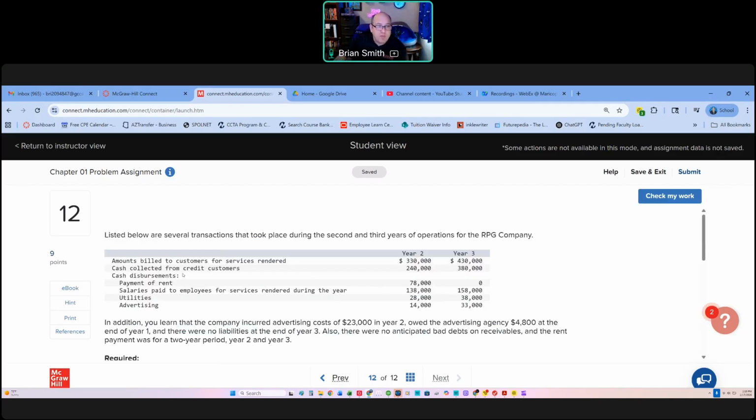So we're here on problem 12. I did have a few technical difficulties, so you probably saw a weird transition, and I apologize for that. Here we have: listed below are the several transactions taking place during the second and third years of the operation of the RPG company. In addition, you learn that the company incurred advertising costs. Just some additional information here.